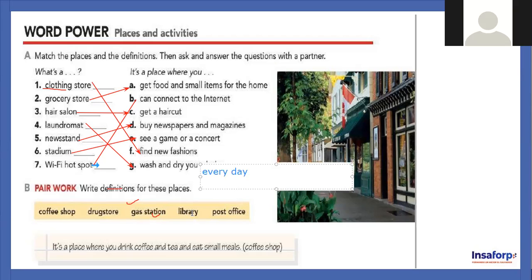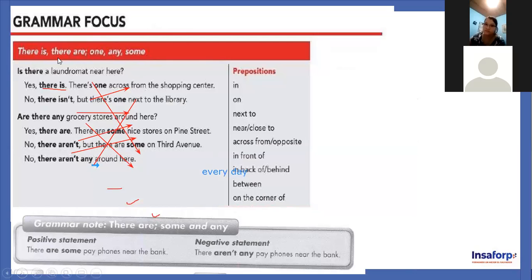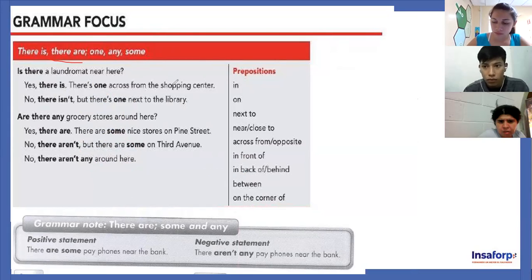So then we have the library, right, where you can find books, and the post office for letters. I don't know if you have questions about the words. Okay, so let's move on with the topic that we have for today: there is, there are, one, any, and some. ¿Cuándo vamos a utilizar there is? ¿Cuándo vamos a utilizar there are? Y cuándo vamos a utilizar one, any, or some. Okay, this is the verb, el verbo haber, right? There is and there are.